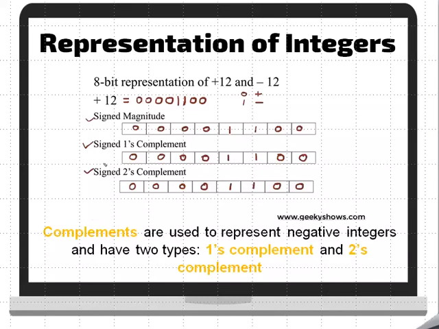For the representation of integers, we have a concept called complements, which are used to represent negative integers, and these have two types: the ones complement and the twos complement. Most computers use the twos complement of a number, where each bit is reversed and then 1 is added to the result.